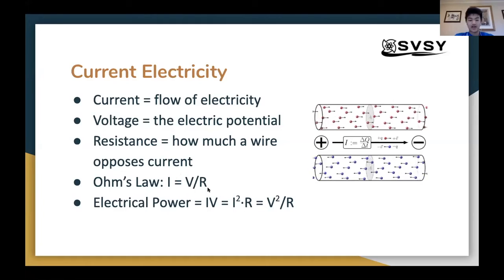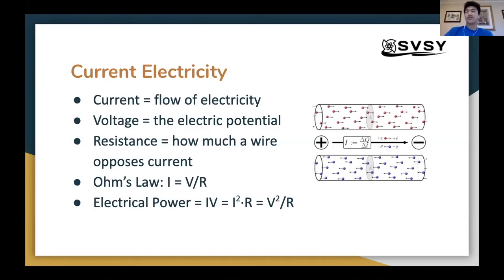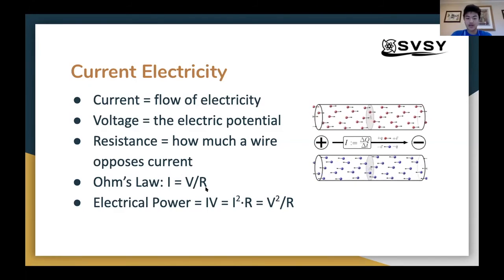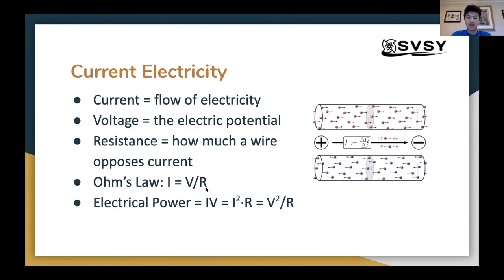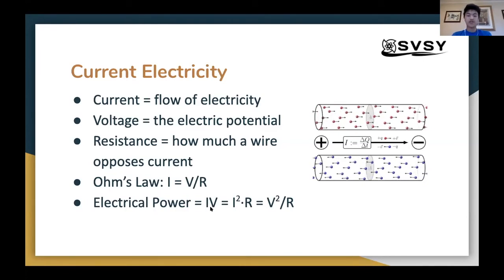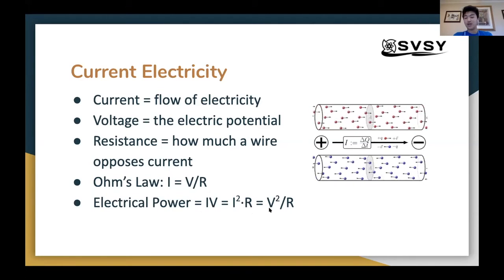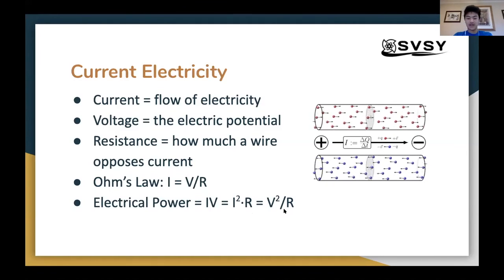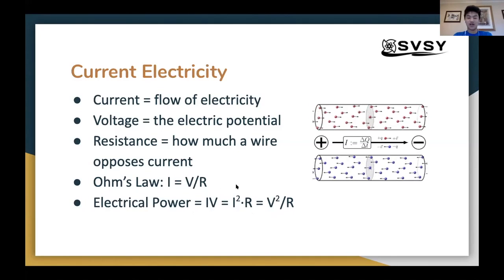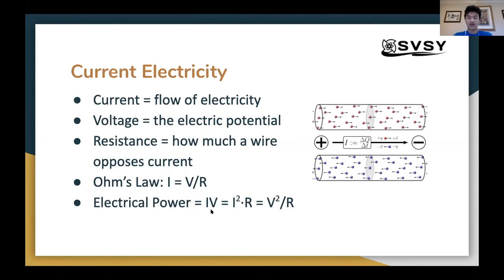The second equation to know would be electrical power. It's how much power a circuit, or an element of a circuit, supplies. Electrical power is equal to IV, or the current multiplied by the voltage. IV can also be written as the current squared multiplied by the resistance, or the voltage squared divided by the resistance, if you manipulate IV using Ohm's law. So these are all equivalent, but electrical power is equal to current times voltage.